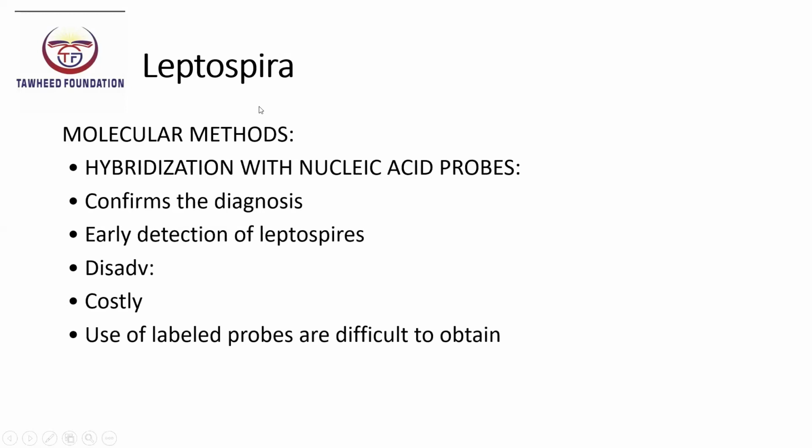Molecular diagnosis. Modern methods include nucleic acid hybridization and PCR. PCR is the most valuable because it is rapid, highly sensitive and specific even in previously treated patients. Common gene targets include 16S rRNA and lipL32. The disadvantages are cost, complexity, and need for expertise, which limit its use in low resource settings.